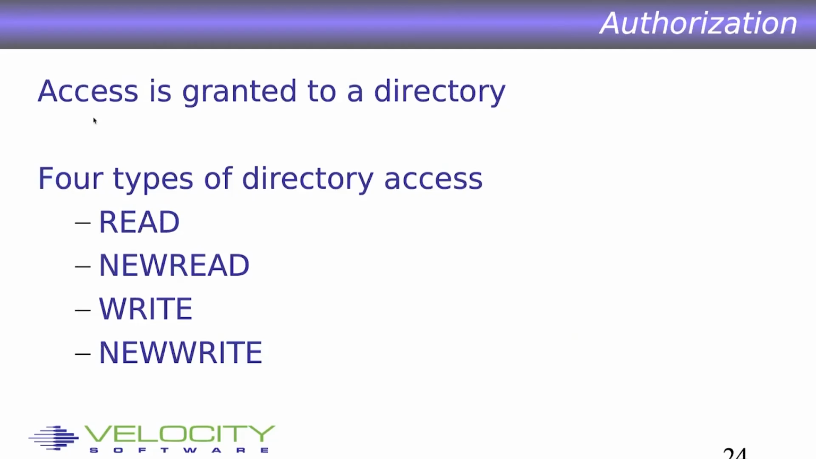Access is granted to a directory, and there are four types of directory access: read, new read, write, and new write. Why they did it this way is lost in antiquity, but the new read and new write options are for new files in that directory. And read and write are exactly what they are. So read and write of existing files.